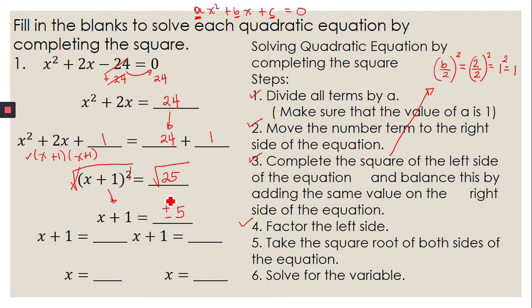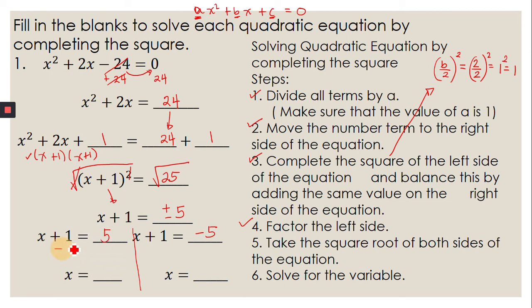Since you have two values for 5 here, one positive and one negative, you have to split that. So you have to make two equations for positive 5 and negative 5. So x plus 1 is equal to positive 5 and x plus 1 equals negative 5, right? And then we are going to solve for x. Let's do that on our first equation.